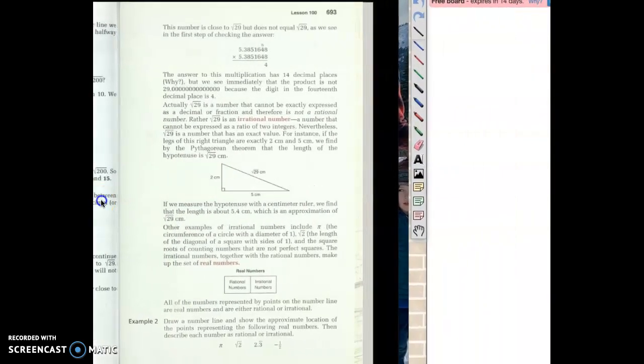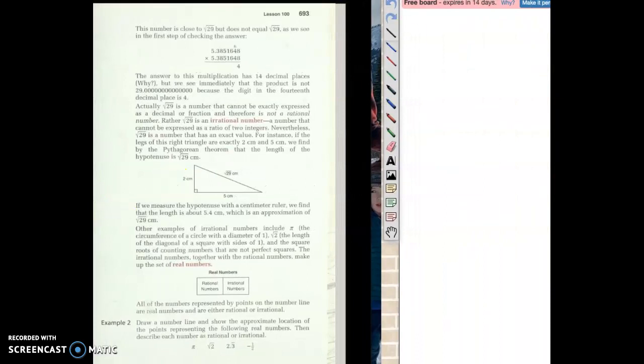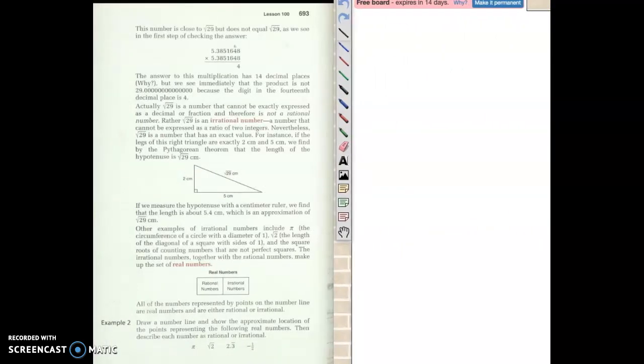It says draw a number line and show the approximate location of the points representing the following real numbers. Then describe each number as rational or irrational. All right, so I'm going to pull this over here so I can use my whiteboard. All right, so let's go ahead and draw a number line. I'll do it down here.